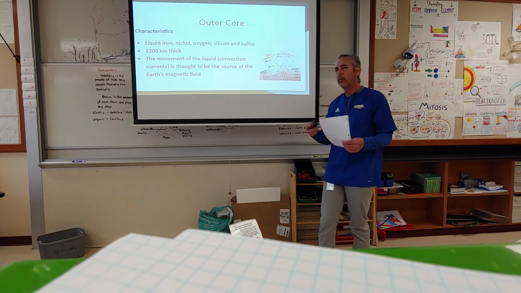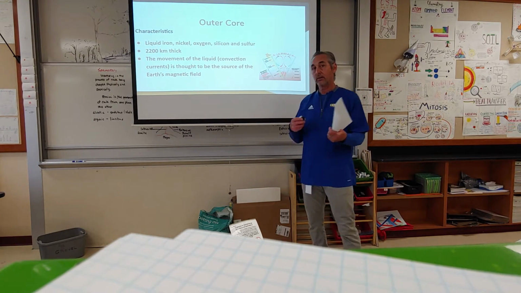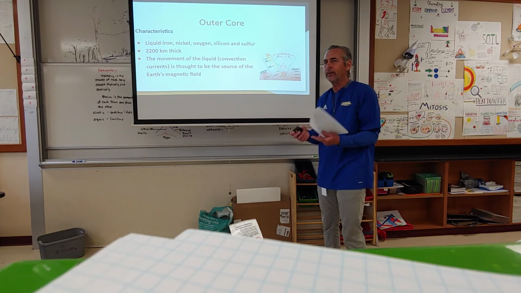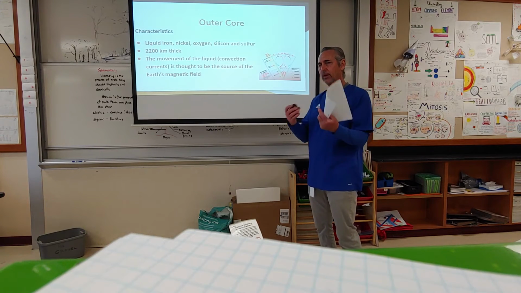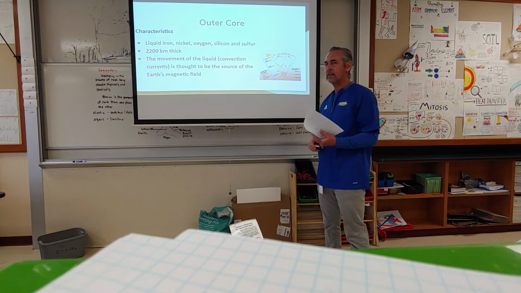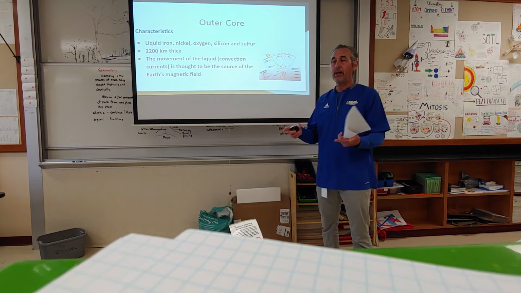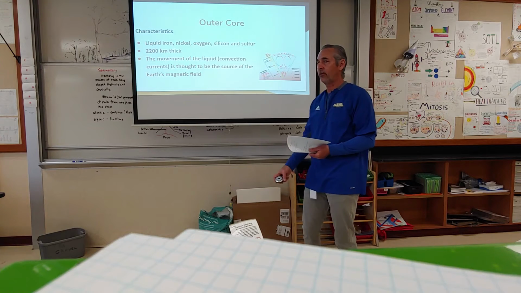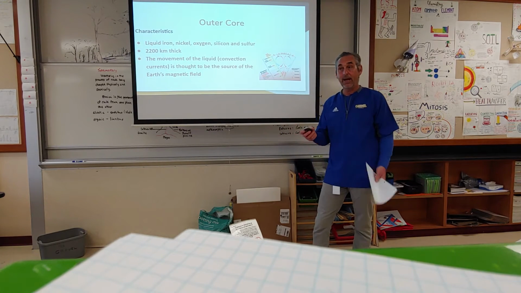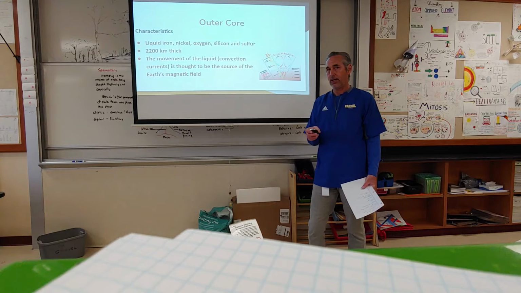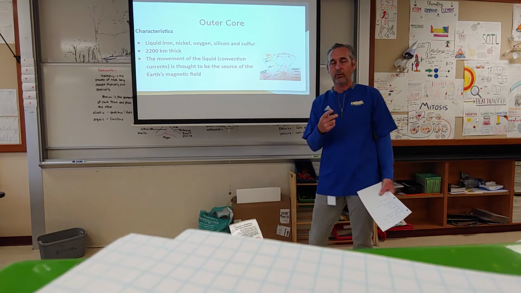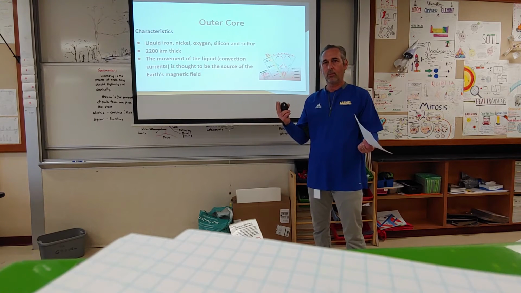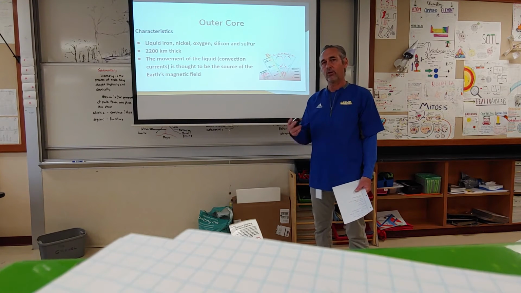The movement of this liquid magma, so to speak, it's liquid iron, it's not really magma, scientists believe causes the magnetic field on the Earth. Now let's talk a little bit about that. There are 2 different poles on the Earth's surface. One is called magnetic, and one is called directional.